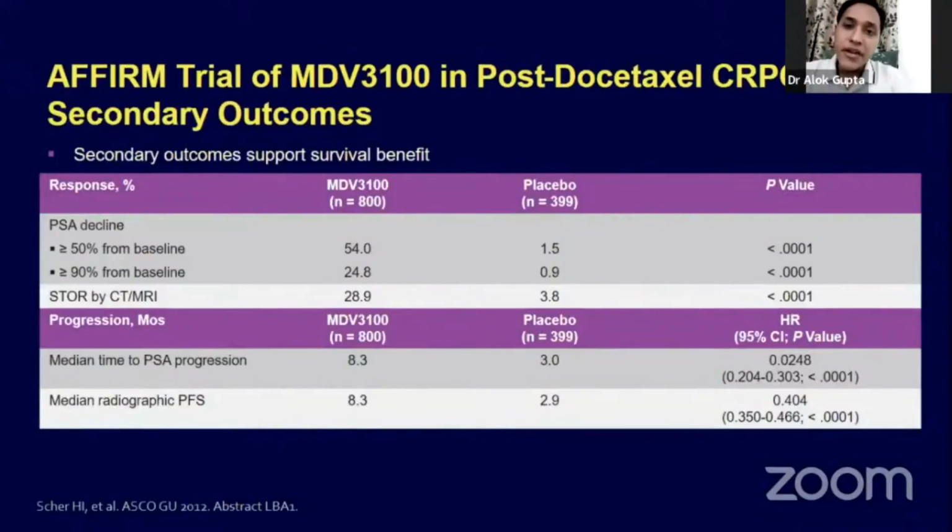Not only the primary endpoint, but also the other secondary endpoints, including the PSA decline, the median time to PSA progression and the median radiographic PFS, all favored enzalutamide, and by quite a distance.